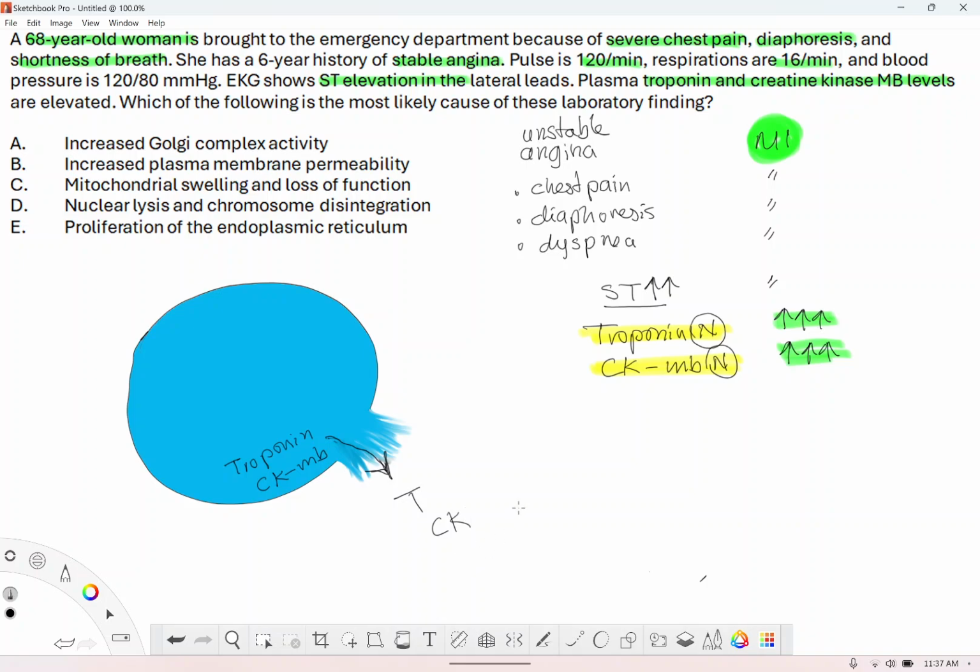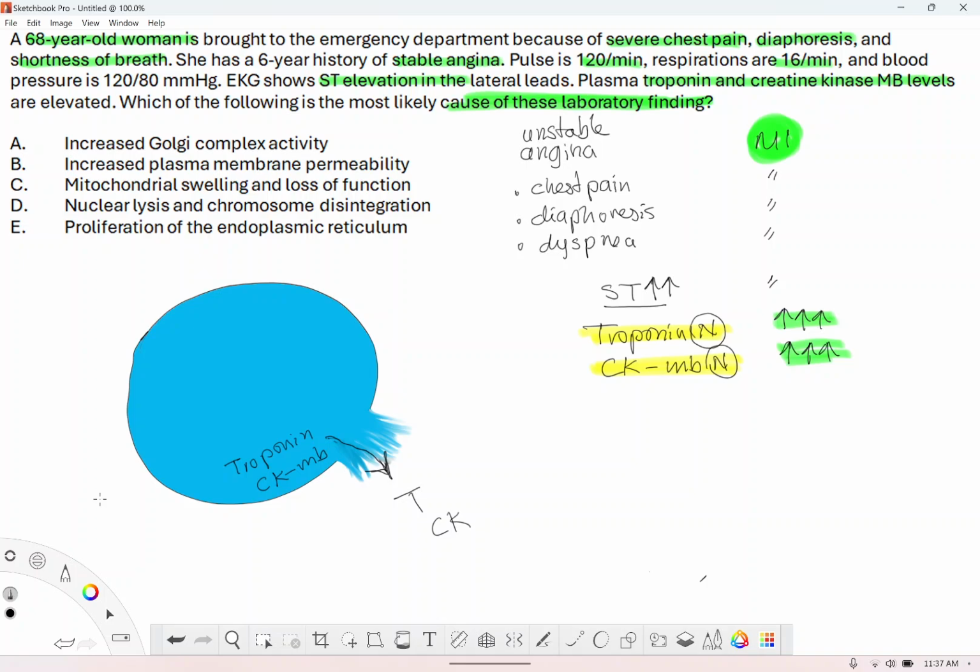All right. So let's see what are the choices. Choice A: increased Golgi complex activity. So what is the cause? Let me highlight that so we don't forget. Which of the following is the most likely cause of this laboratory finding? They're asking you what is the cause, and choice A tells you increased Golgi complex activity.